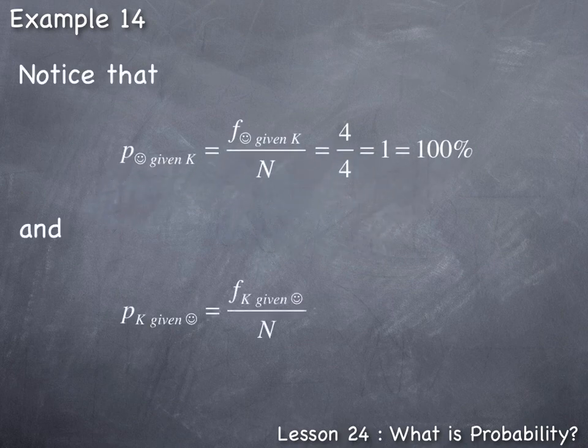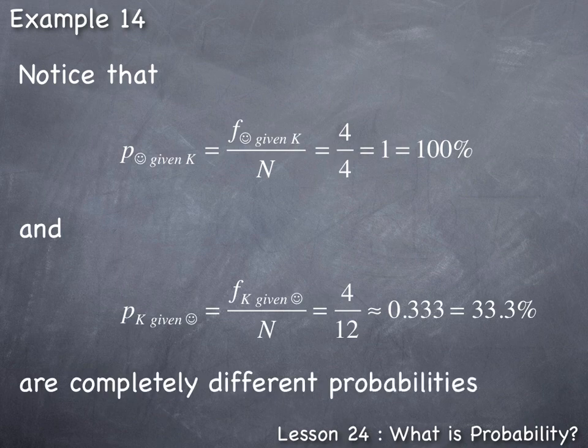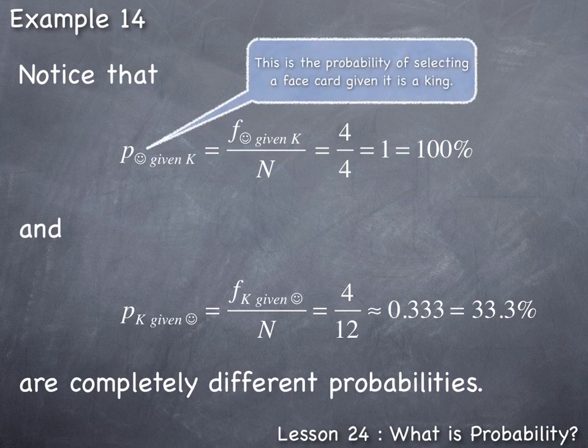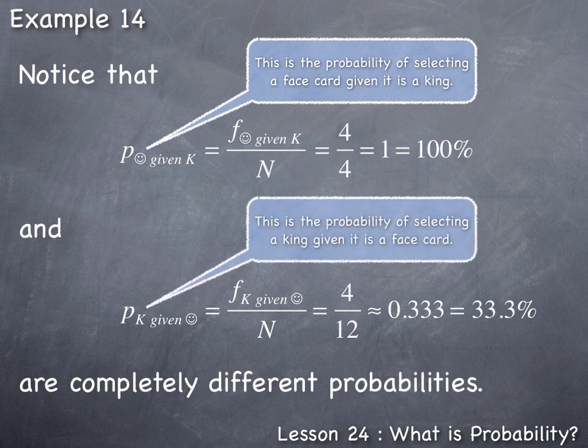Notice that the probability of it being a face card given it's a king and the probability that it's a king given it's a face card are completely different probabilities. Here, this is the probability of selecting a face card given it's a king, whereas the other one is the probability of selecting a king given it's a face card. The given information defines the total. So when you're given it's a king, we're basing the probability out of the 4 total kings in the deck. But the problem that is given it's a face card, we're basing that probability out of the 12 total face cards in the deck. These are completely different probabilities.